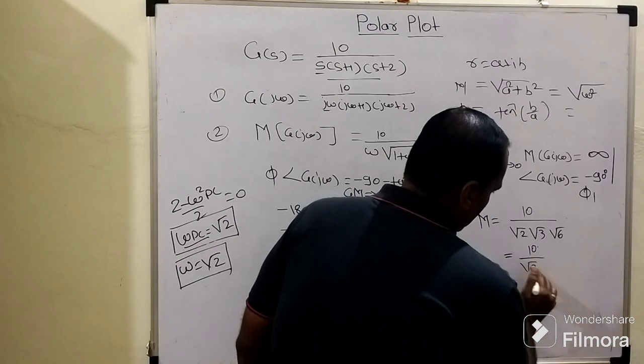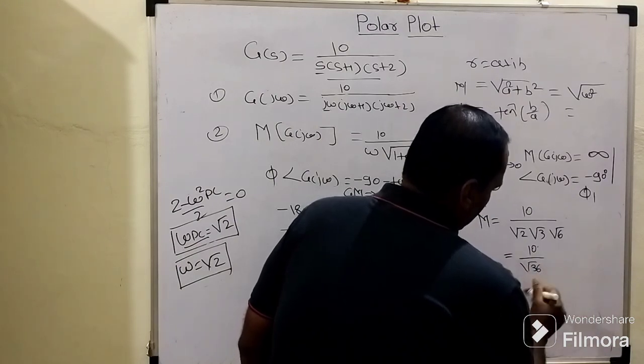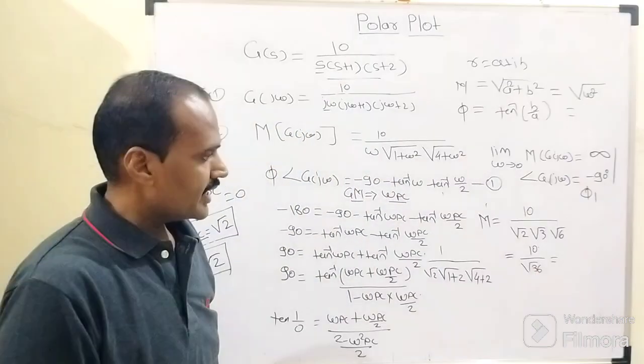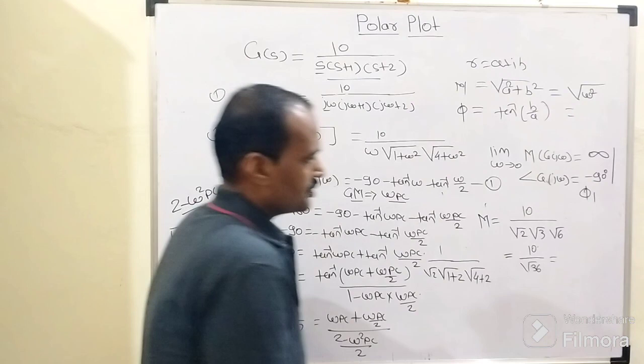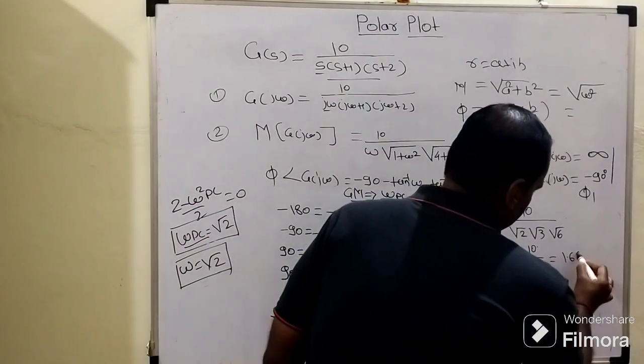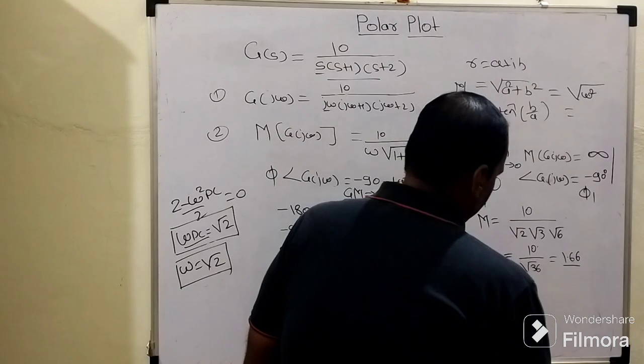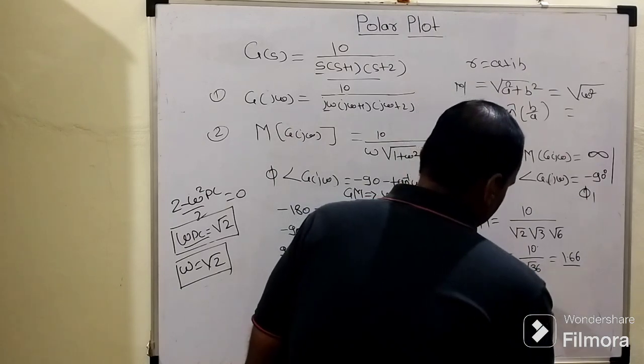So square root of 36, right? So 10 upon square root of 36 equals to what? It is 1.66. 1.66 is nothing but the magnitude, right? Gain margin.